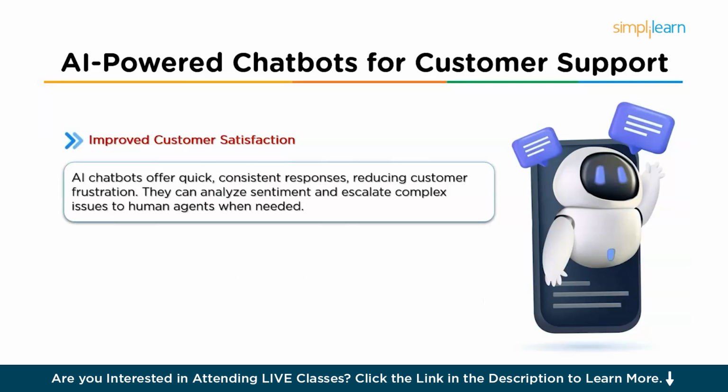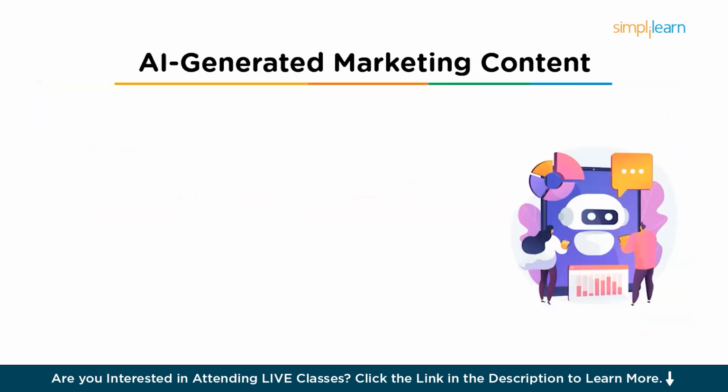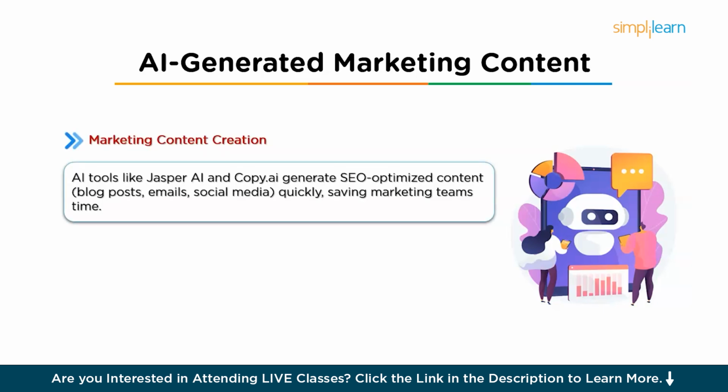And then it leads to improved customer satisfaction. AI chatbots provide quick and consistent responses, reducing customer frustration. They also have the ability to analyze customer sentiment and escalate the complex issues to human agents when necessary. For example, Mitsubishi Electric uses AI chatbots to quickly address technical inquiries from their customers, streamlining the support process and ensuring faster response time. Next, it is used in AI-generated marketing content and business reports. AI is a powerful tool for automating content generation, as we have discussed multiple times in this course. The first is marketing content creation.